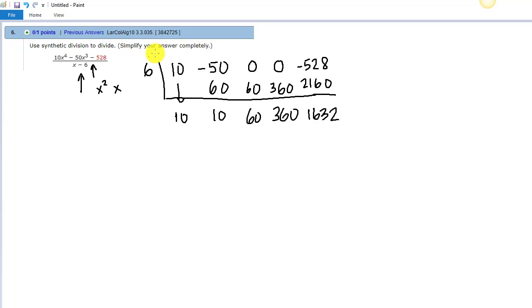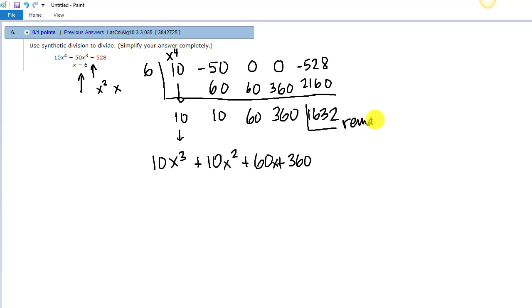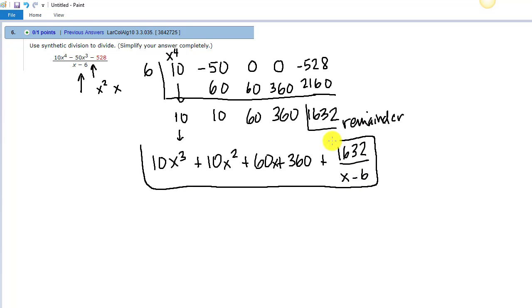And so since we started this problem with x to the fourth, and we're dividing by x, that means this term becomes x to the third. So 10x to the third plus 10x squared plus 60x plus 360. And then remember, this part over here is the remainder. And so what we do with the remainder is we state the remainder over the divisor, which is x minus 6. And that is the final answer for that question.